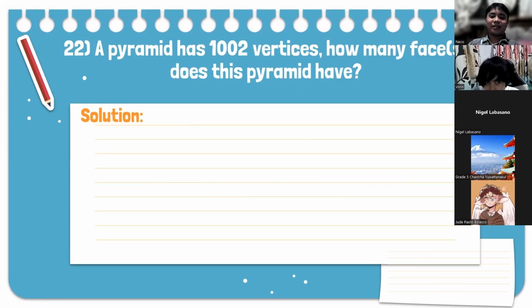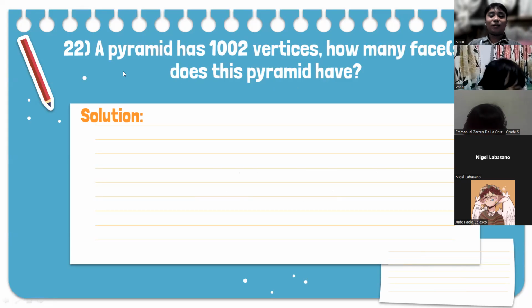How many faces? It's the same, right? It's always the same. The number of vertices is always the same as the number of faces if we're talking about pyramids. The only difference is the edges. You should minus 1 first: 1002 minus 1, and then you multiply by 2. That's how you get the edges. But for this one, it's the same.